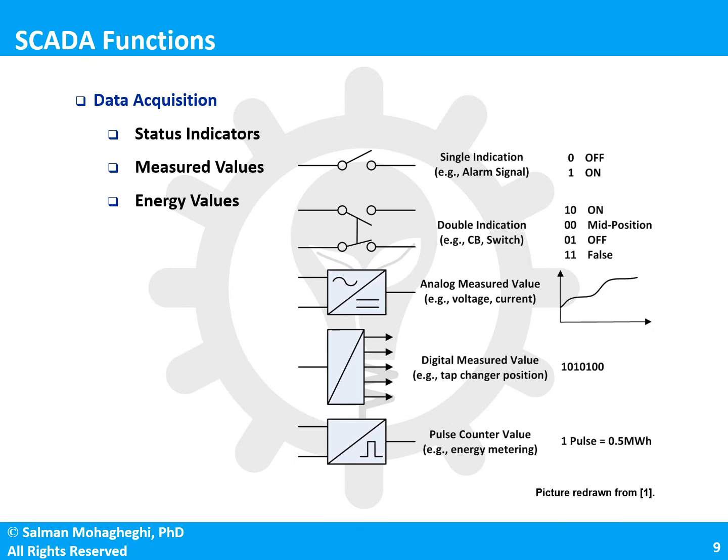Okay, let's talk about some functionalities of the SCADA system. One of the important ones is data acquisition, which is part of the name. SCADA stands for Supervisory Control and Data Acquisition. So here you can receive status data, which is, for example, a status of an alarm, a status of a breaker, or you can have measurement data, continuous data, for instance, voltages, currents, active power, reactive power.